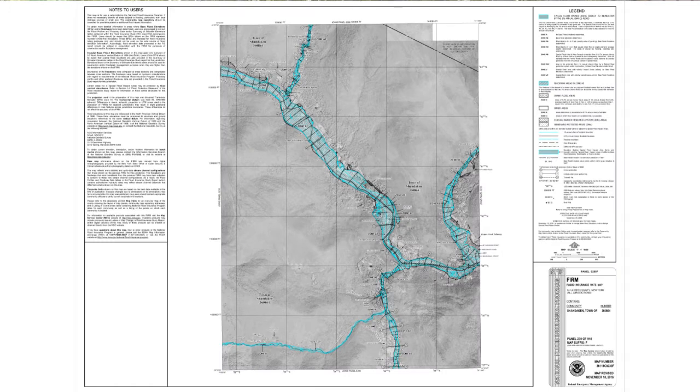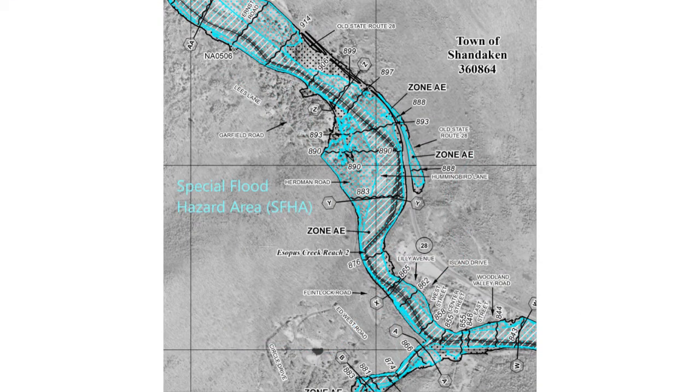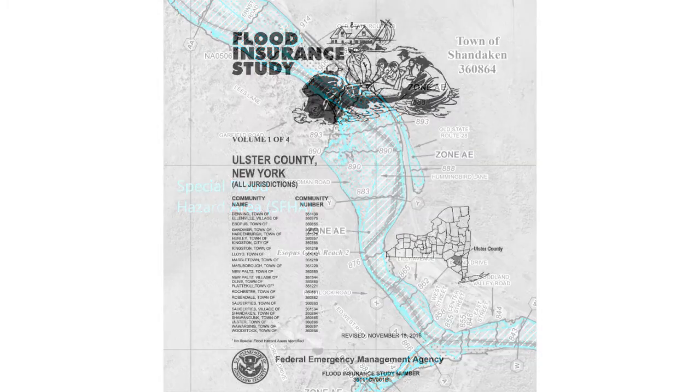The FIS report and associated maps delineate the Special Flood Hazard Area, or SFHA, designate flood risk zones, and establish base flood elevations. If you recall from our previous video, the SFHA is the land area that is expected to be inundated by the waters of the 100-year flood.